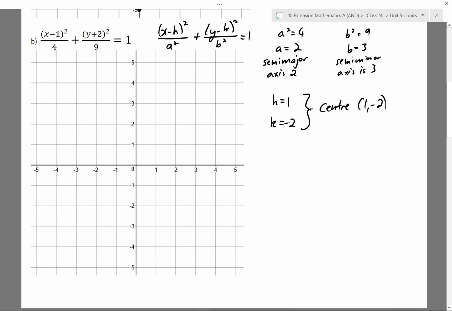So I'll go ahead and plot all this information on. So at (1, -2) is where I'll have my center. I need to go horizontally 2 in each direction. And need to go vertically 3 in each direction. Make sure you write the equation of the ellipse on here as well. And label your axes.